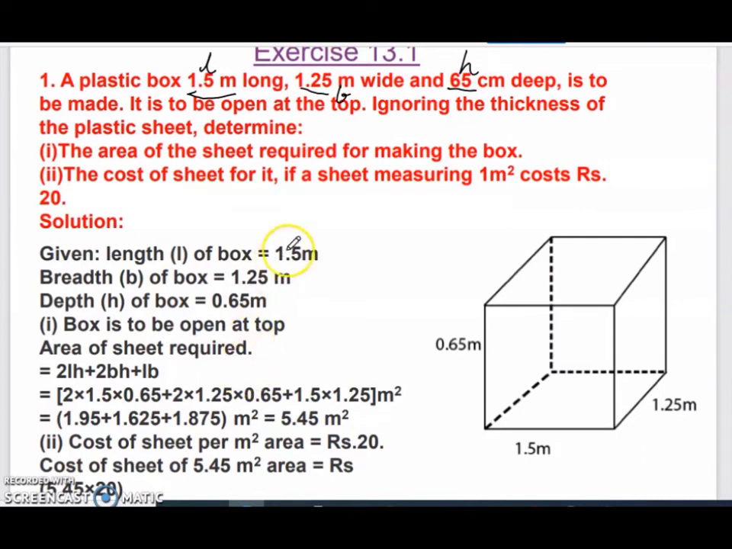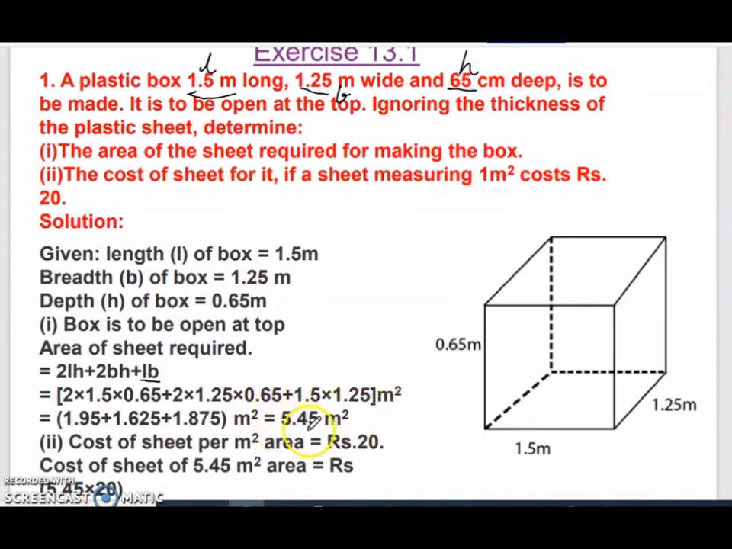So first write down the given things. What is length, breadth and height? Now the box is to be kept open on top. So the area of the sheet that is required will be 2LH, 2BH plus only LB. Instead of 2LB, we will write only LB because the top is open. And then substitute the given values. Now because 65 centimeter is given in meters, this has to be converted. All have to be kept in the same units. So 0.65 meters. Then you have to substitute all these given values over here and solve it.